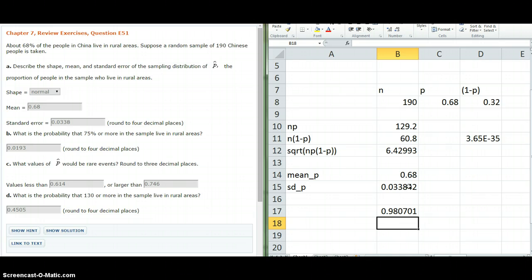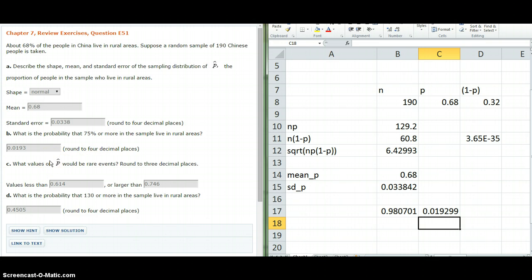This is the proportion of samples that would have less than or equal to 75% of the people coming from rural areas. And then I can just take this number away out of 1, and that would tell me that 1.9% of the samples would have 75% or more rural Chinese people in the sample.